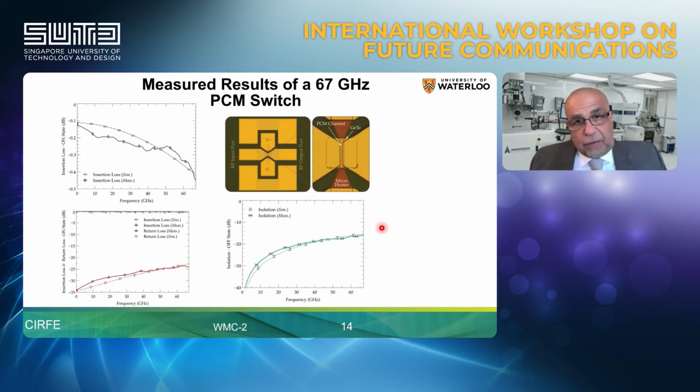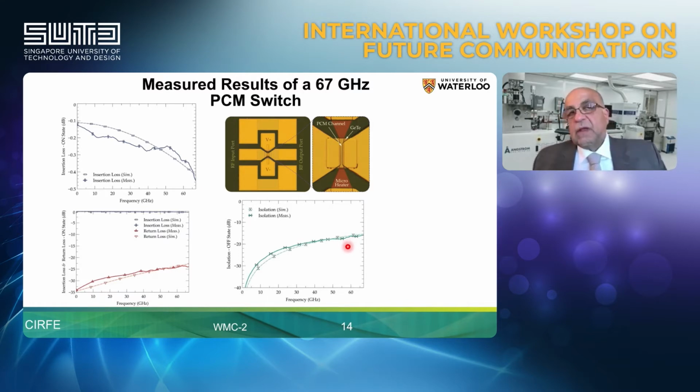What's interesting here is the performance. Look at it. This is a switch measured up to 60 gigahertz, actually up to 67 gigahertz. And you can see the insertion loss. Say at 40 gigahertz, we are talking about 0.28 dB insertion loss. Even at 60 gigahertz, we are talking about something close to less than 0.4 dB insertion loss. You can see here that the return loss is great, close to 20 dB, up to 67 gigahertz.